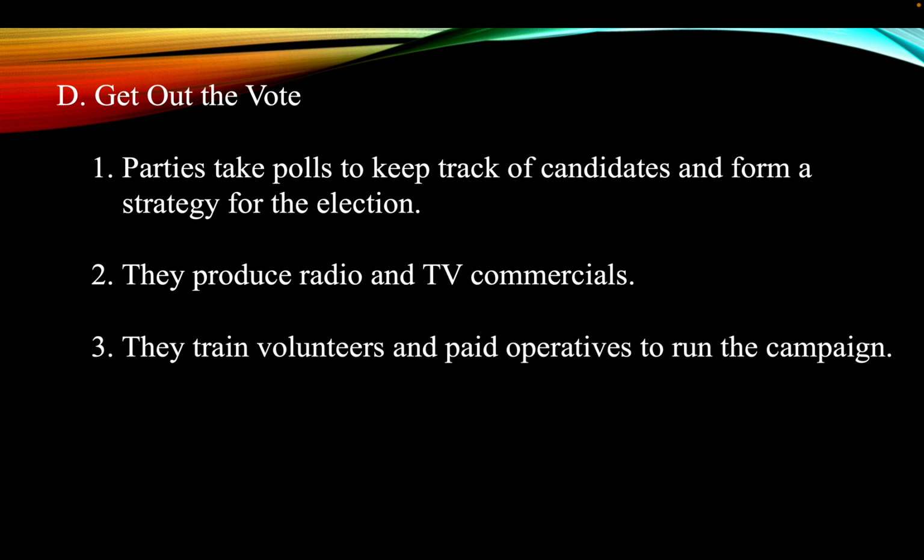They then train their volunteers. They have volunteers working for the different candidates, mailing things out, making those phone calls. They also have paid operatives. Some of those people are paid. That's their job, especially the people at the top that are running the campaign. You always have a campaign manager, and that's a paid person.